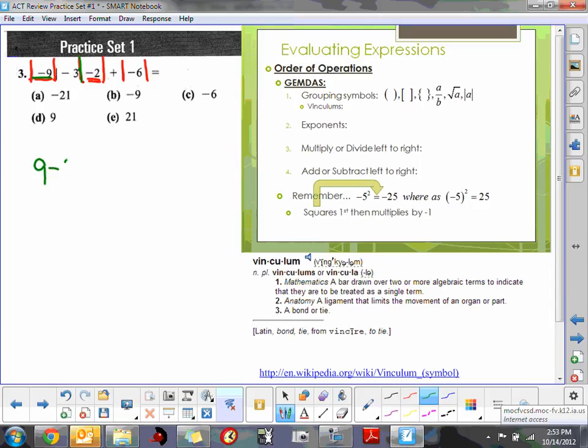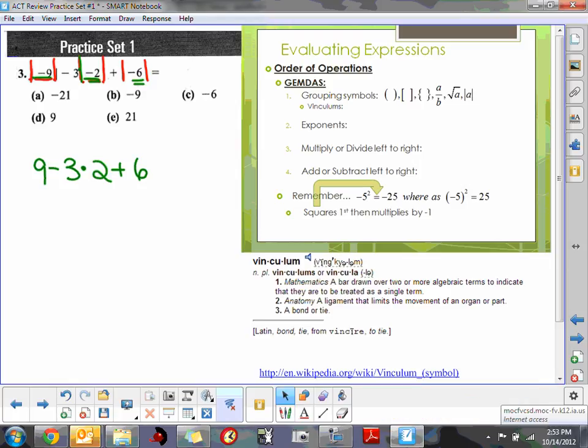Then we hit our -3, working inside our grouping symbols yet. We have a -2. The absolute value of -2 is a positive 2. Now that was multiplied times 3 because the 3 next to the bar meant that we were multiplying. It's an implied or implicit multiplication. And then we go to our final grouping symbol, which is an absolute value of -6. So we have a plus sign. The absolute value of -6 is 6.